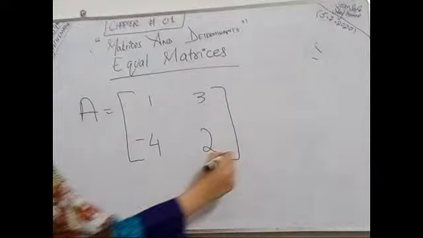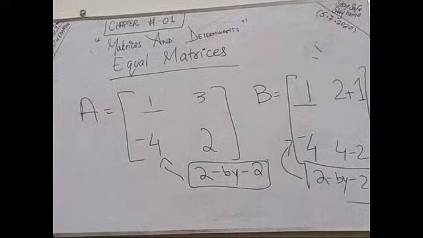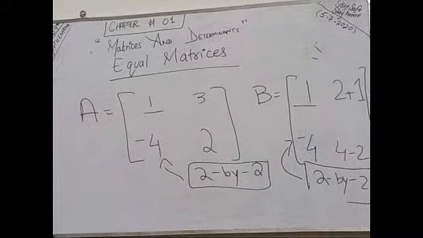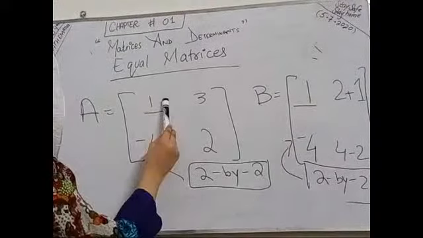So we have to see if the corresponding entries of both matrices are equal. First entry is 1 and here in B matrix it's also 1. So it's equal. Now it's -4. In B matrix is also -4. In A matrix this entry is 3. So this entry should also be 3. Is it 3? Yes, it is 3.